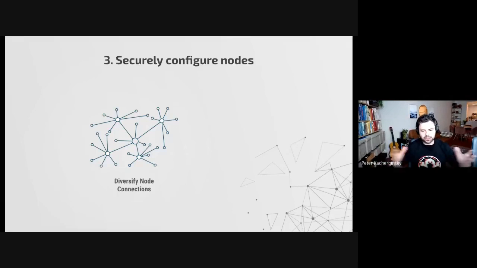Others restrict the number of connections total. So you want to see what is a reasonable number of connections you want to maintain throughout the network. This will help you with Eclipse attacks, make you more resilient against forks, and so on.